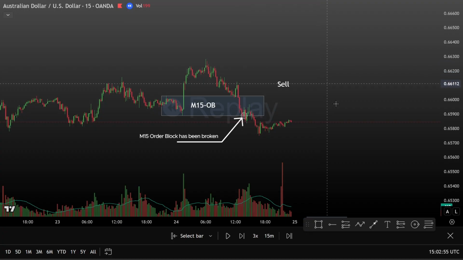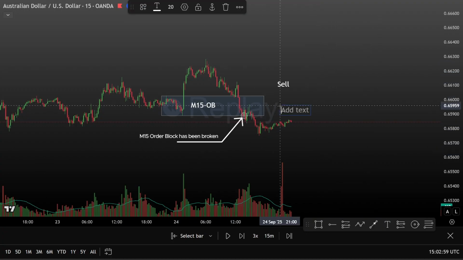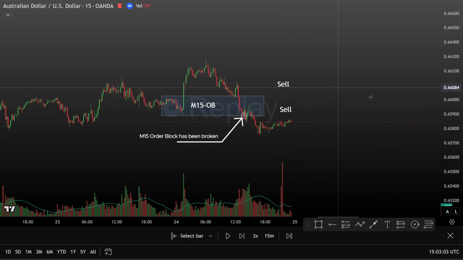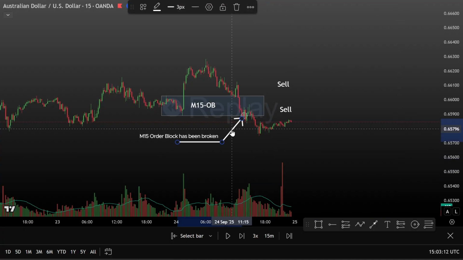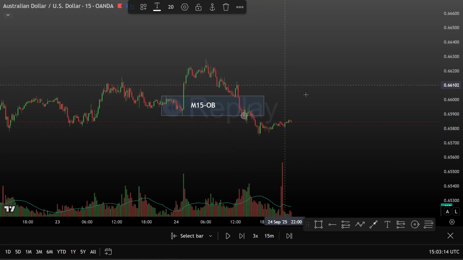However, instead of chasing the market while price was already falling, the smarter approach was to patiently wait for a pullback. The most logical area to look for an entry was the previous OB high that had been broken. This level acted as a newly formed resistance where smart money was likely to step in again.